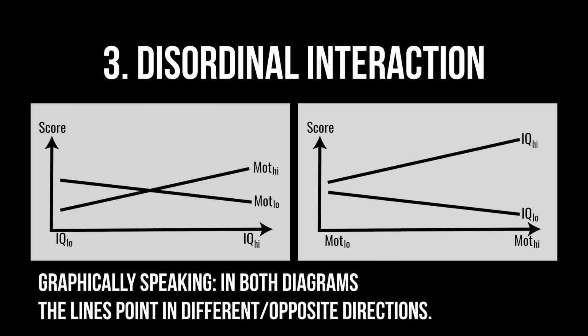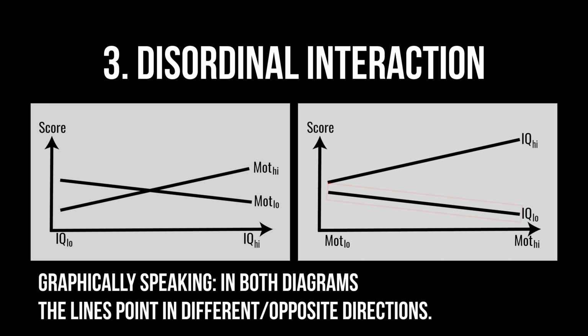Finally, the third type of interaction effect is the disordinal interaction, in which the lines in both diagrams point in opposite directions each. This can be explained rather briefly. For example, with increasing IQ, at low motivation there is a decrease in score, and at high motivation there is an increase in score. Similarly, high motivation with a high IQ results in a higher score, whereas high motivation with a low IQ leads to a lower score.